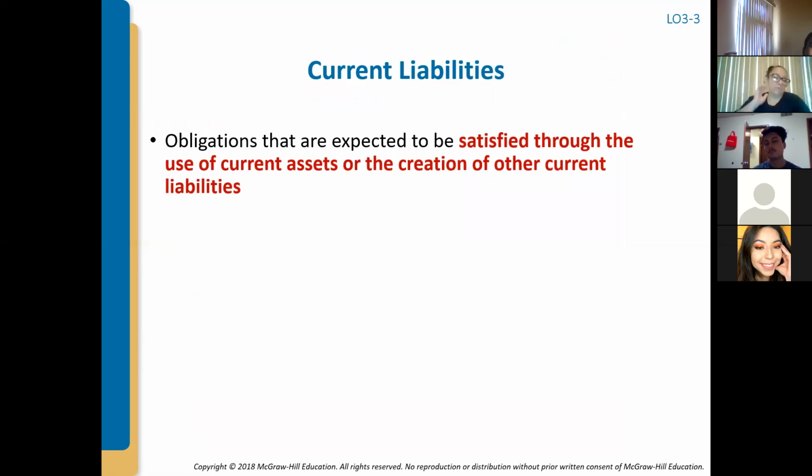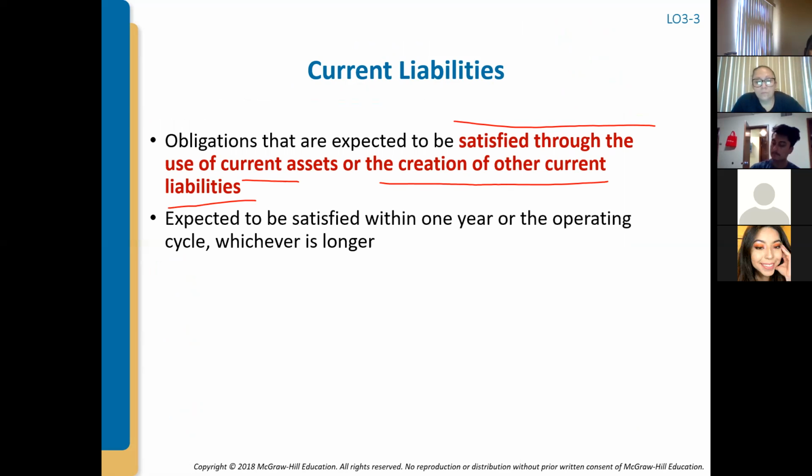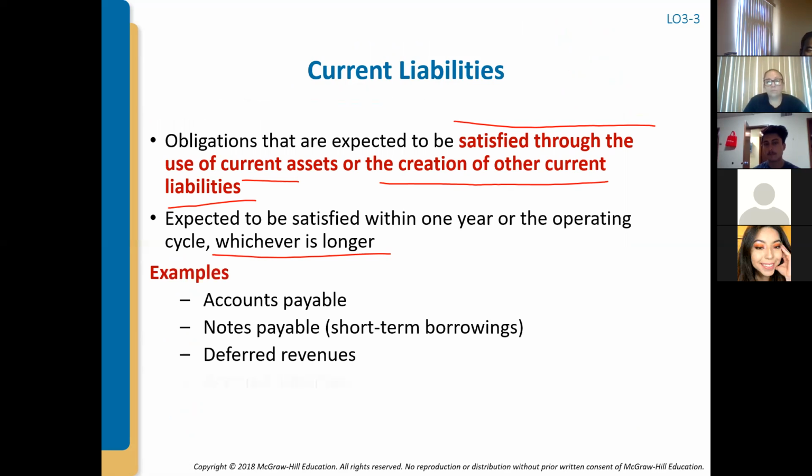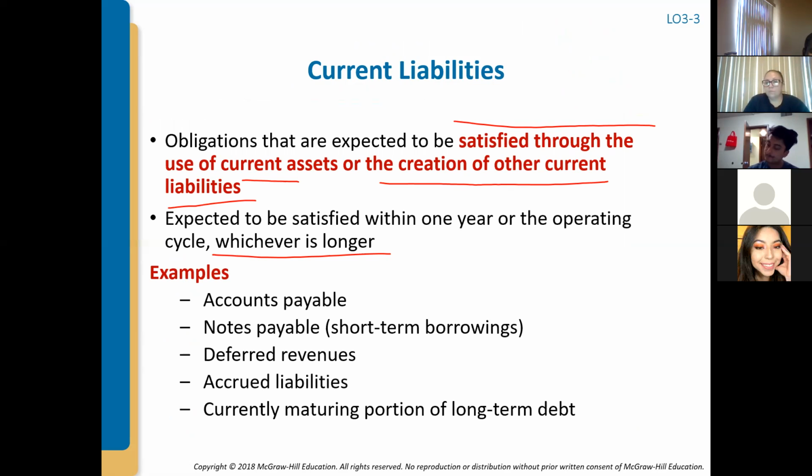And the current liabilities means obligations that are expected to be satisfied through the use of current assets or creation of other current liabilities within 12 months or the operating cycle, whichever is longer. So examples say accounts payable, notes payable, deferred revenues, accrued liabilities, currently maturing portion of long-term debt.